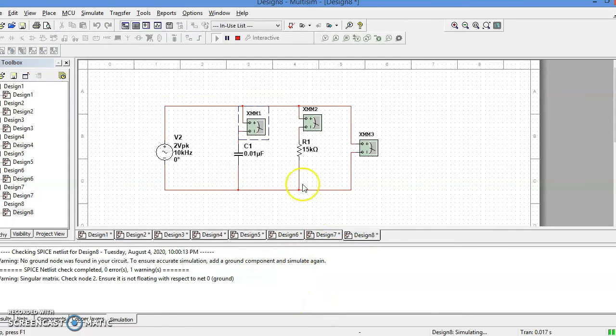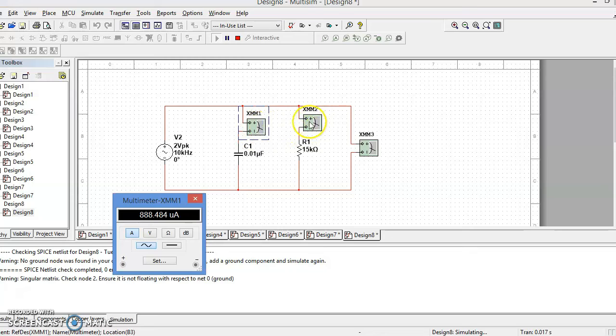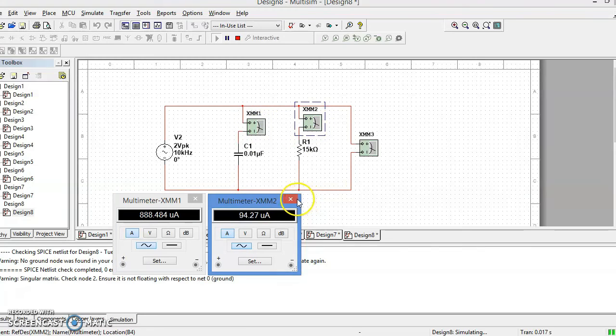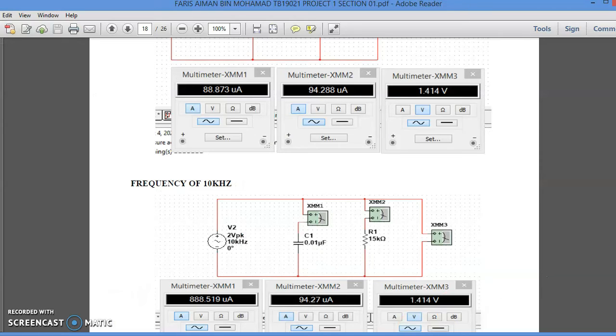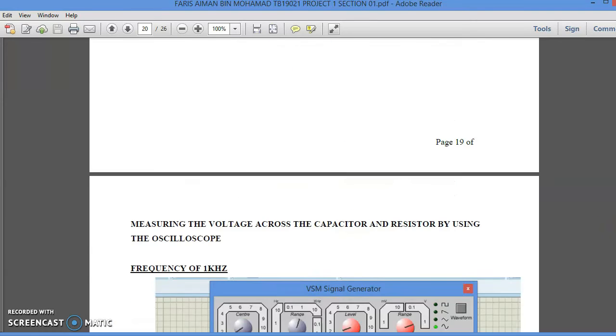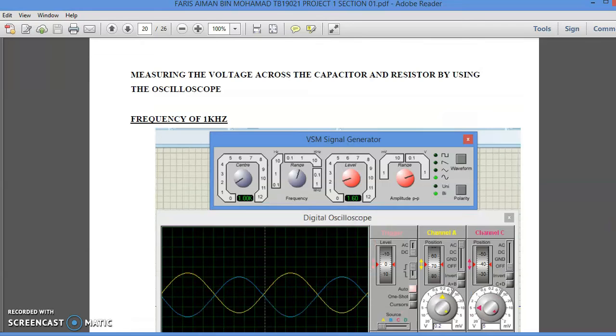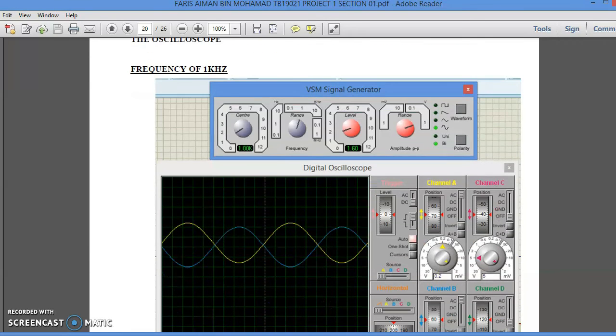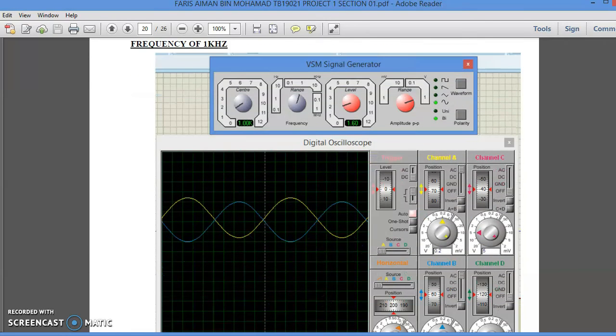For the 10 kHz, the circuit was the same. The value that I get is 888.48 microampere and 94.27 microampere. The result was tabled in table 4, and measure the voltage of the capacitor and resistor by using the oscilloscope.